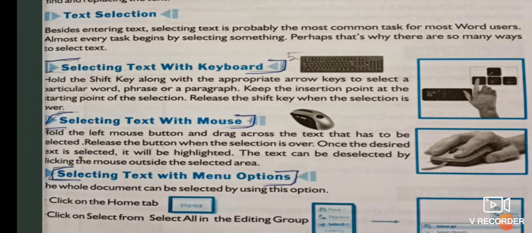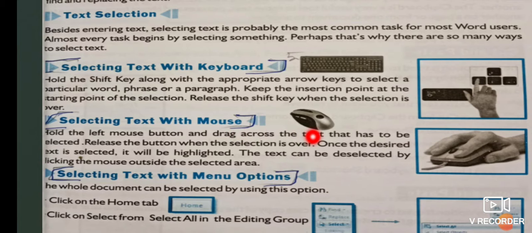You do this by holding the shift key along with the appropriate keys. By pressing shift as well as, for example, right arrow for right, left arrow for left, you select the text. Once the selection is over, you have to release the shift key and then the arrow key. So the first method is to select the text with keyboard by pressing the shift key as well as the arrow keys. Then, selecting the text with mouse.